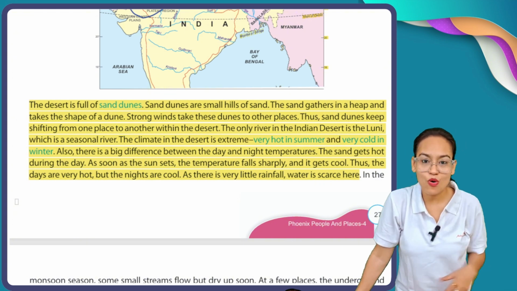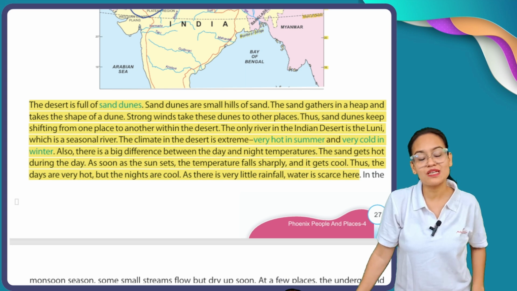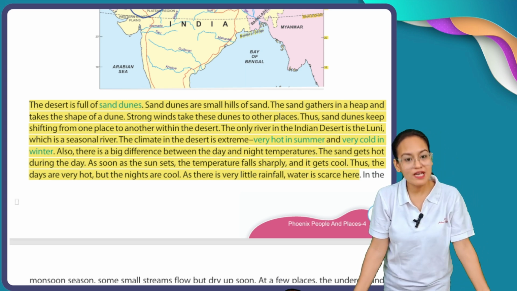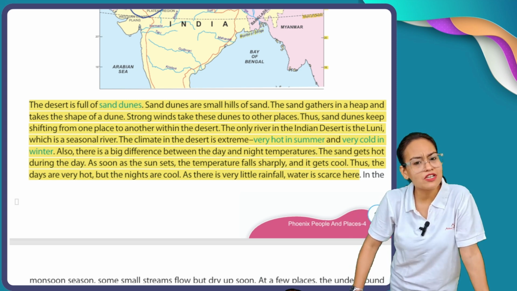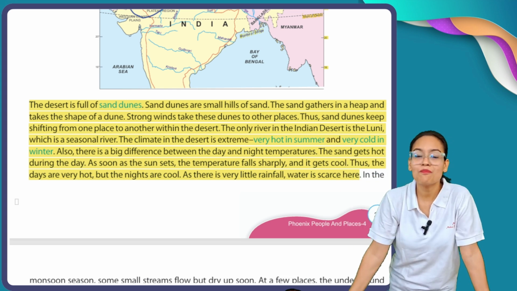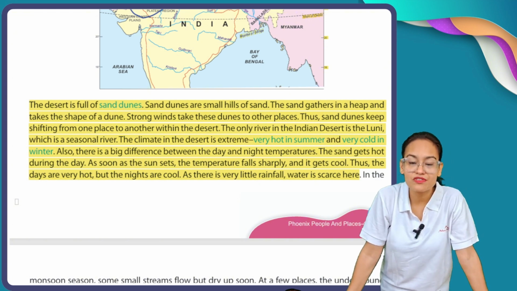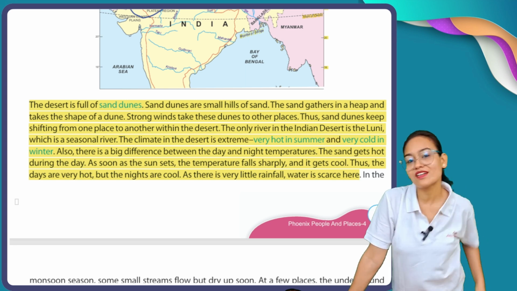I hope you all know the meaning of seasonal and perennial rivers. Seasonal rivers are all those rivers which flow only in particular months. And the rivers which flow throughout the year are called perennial rivers. Examples of perennial rivers are the Indus River, Ganga River, Brahmaputra River, Krishna, Godavari, etc.